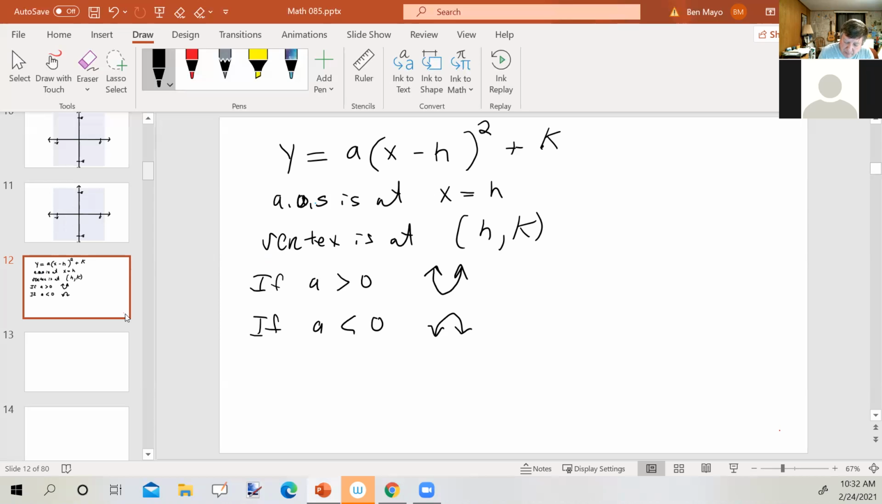Also, if a parabola opens upward, the vertex is the minimum value of the parabola. If a parabola opens downwards, the vertex is the maximum. So this would be the minimum, this would be the maximum of the parabola. All right, do you have any questions about that before we go on?